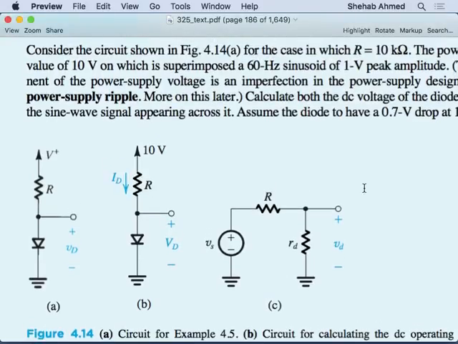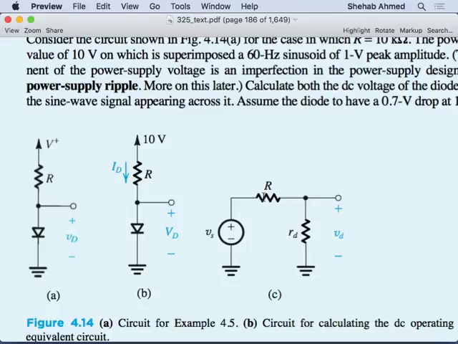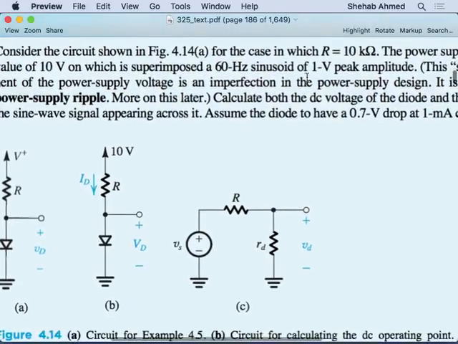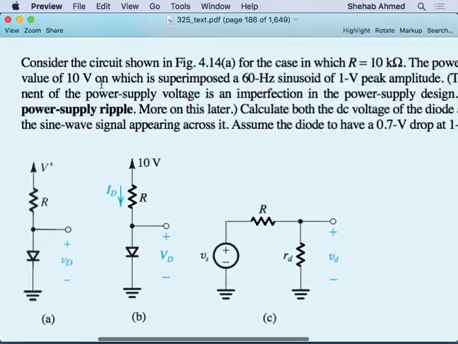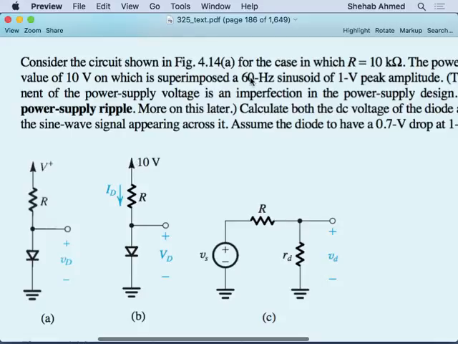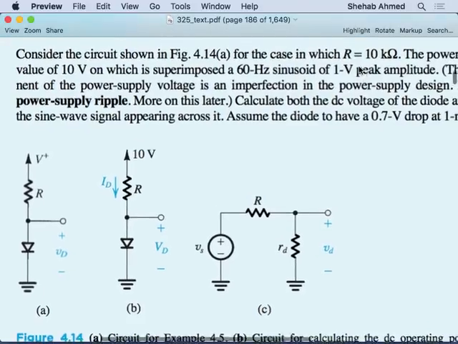So we will replace the diode in that new circuit. We started late, we started a few minutes late. So we will replace the diode. So remember, now we have two circuits, right? We have my DC operating circuit and my AC small signal circuit, right? So now you're given this case. You're told to consider the circuit, resistor is given, 10 kilo ohms, and the power supply has a DC value of 10 volts, right? This is 10 volts, but it also has a 60 hertz sinusoid of 1 volt peak amplitude, okay?